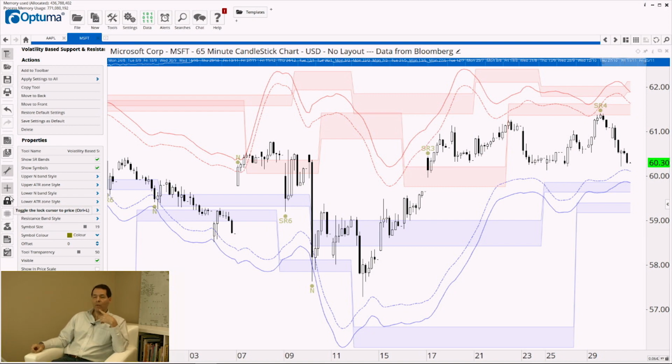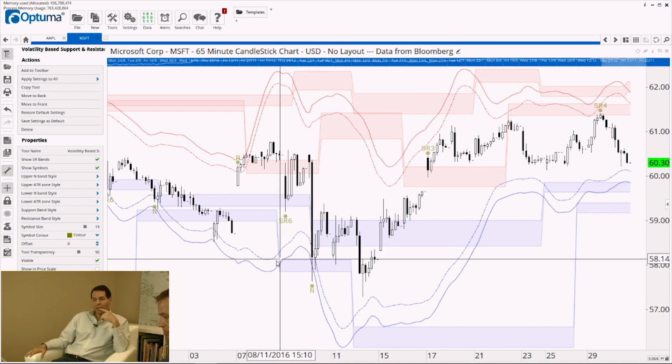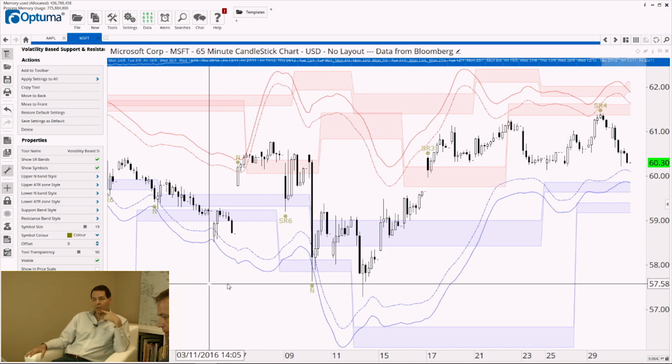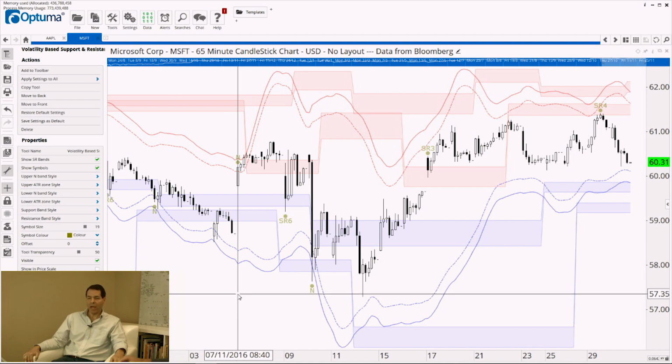If you look again at some point during the 9th, we obviously got some bad news. Was that the election? I think the 8th was the election. Anyhow, we got some bad news, and boom, it went right down to the N-band, as well as a support zone right at the bottom there. That would be a support zone, and it traded off of that.